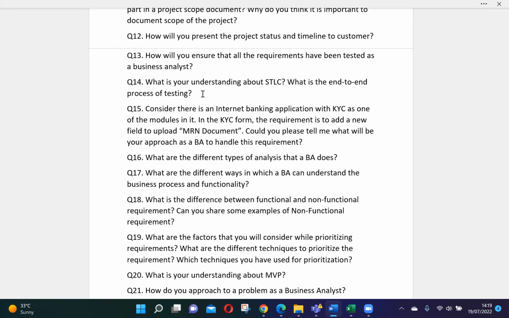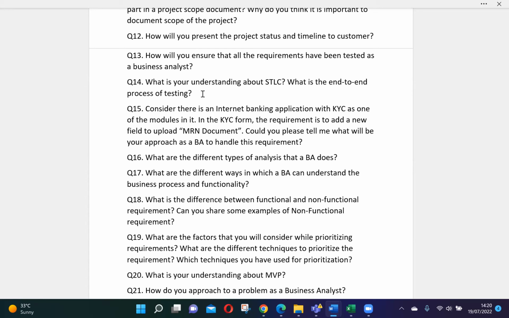Impact analysis means this application is already there. If you add this field, what are the areas where it can be impacted? What are the areas which need to be changed? Definitely this KYC form might be connected to some other modules also, or when the customer submits this KYC form, some data might be going somewhere. So when I'm adding this field, are there any other areas which will be impacted, or which will be required to change, or any modification is required to be done?